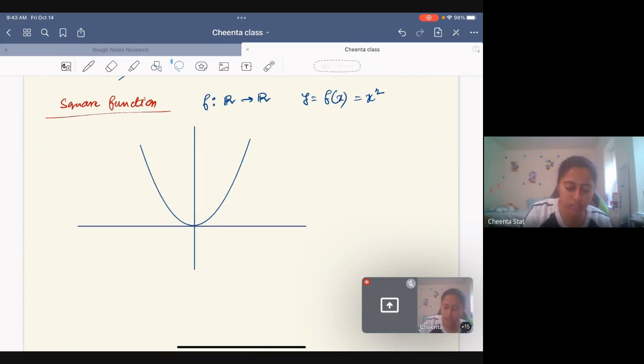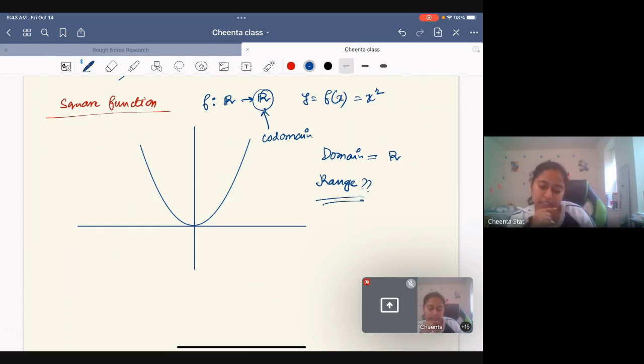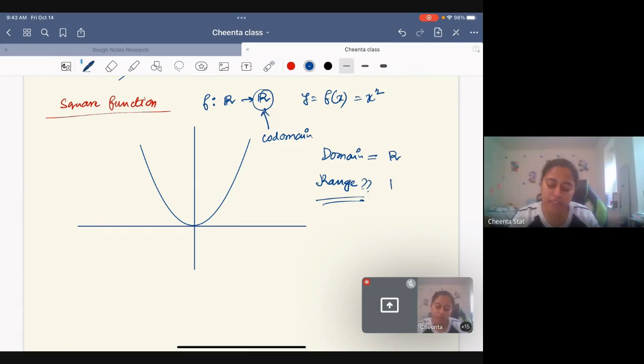Yeah, perfect. So this is something like that. And of course, the domain is the entire real line. But this is what I mentioned, this is the codomain. But what is the actual range? The non-negative real numbers. Yeah, exactly. That is R plus.